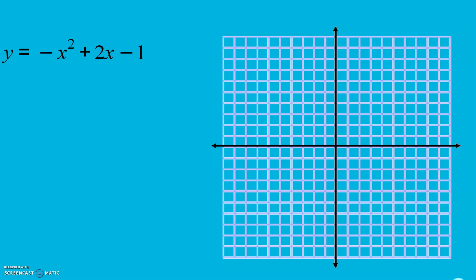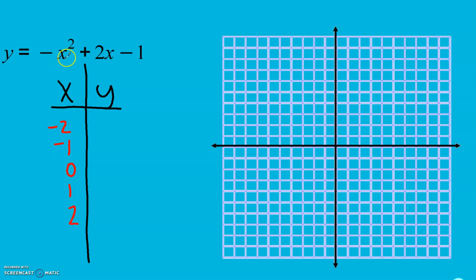We're going to start off with a table of values. For my x values, I'm going to start off with -2, -1, 0, 1, and 2. And we substitute those into our x values in the x places. Remember, when there isn't a number in front of our x, it's a 1. So this is like -1 times x squared plus 2x minus 1. So keep that in mind when you're trying to find these values.